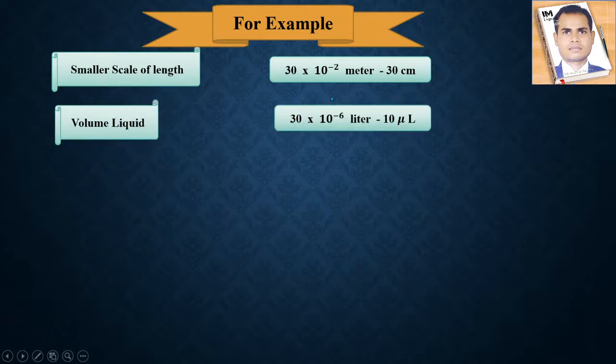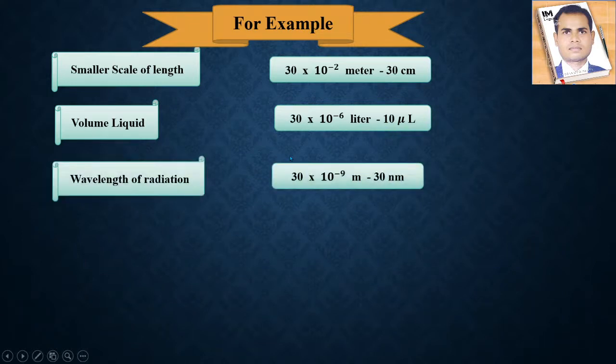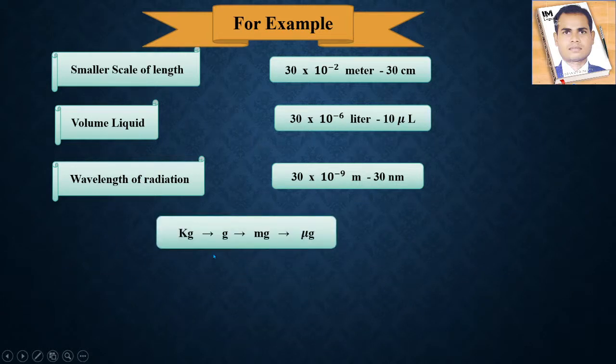Next, if you see volume in liquids, 30 into 10 raised to minus 6 liter, you will write in this way as 30 microliter. The next unit is wavelength of radiations. In this way you will write 30 into 10 raised to minus 9 meter, and you can convert it into 30 nanometer. All this conversion we have to remember.